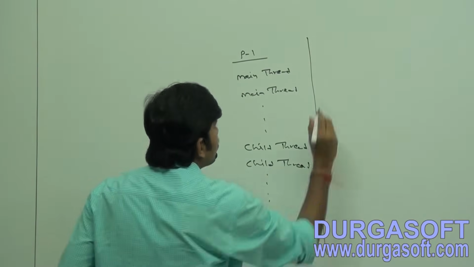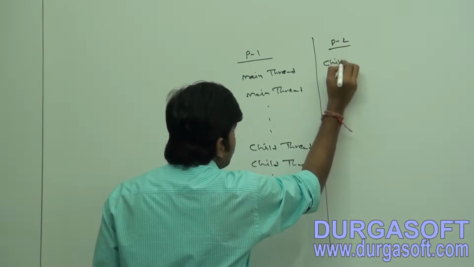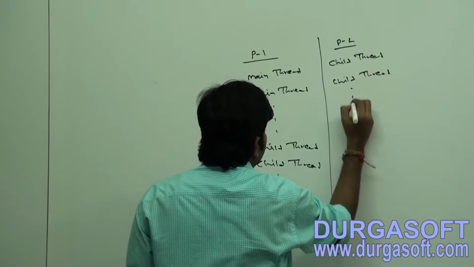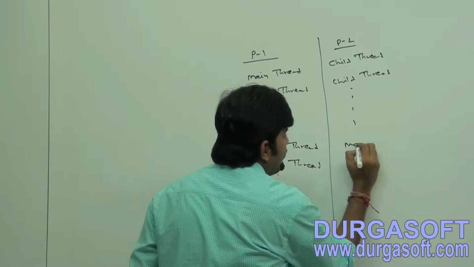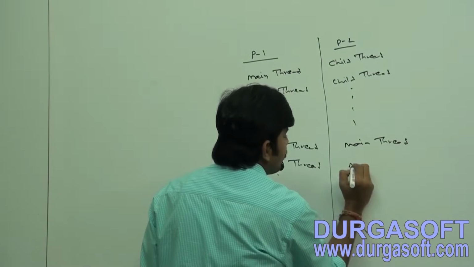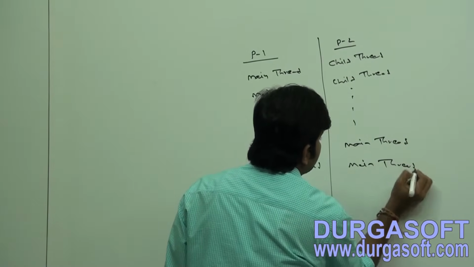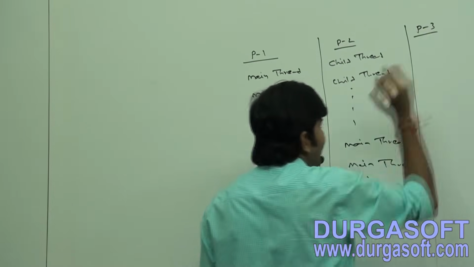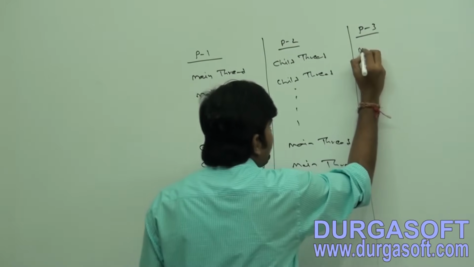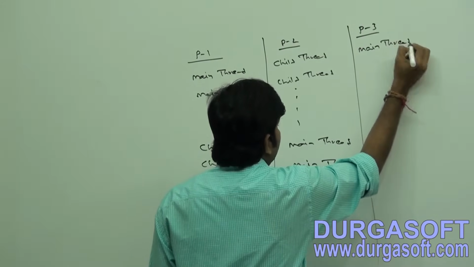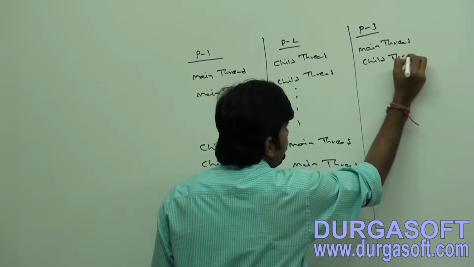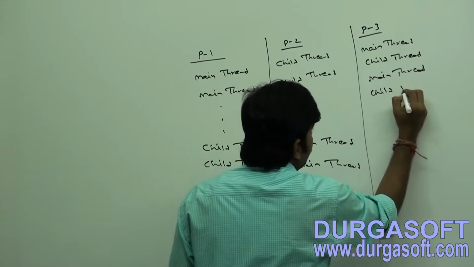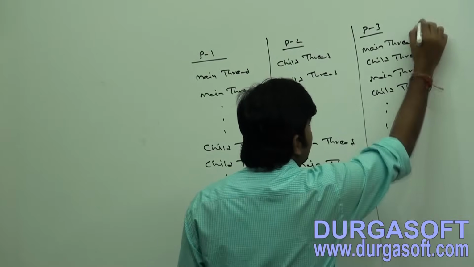That's one possibility. The second possibility: child thread 10 times and then main thread 10 times. First one, second one. Next, the third possibility. Can I spell out any other possibility? Main thread, child thread, main thread, child thread, main thread, child thread, and so on.